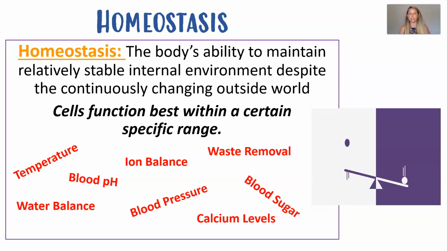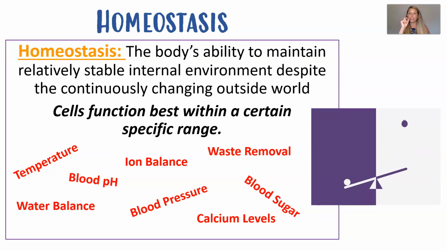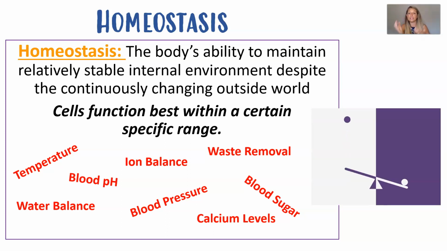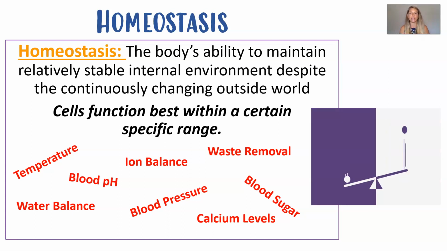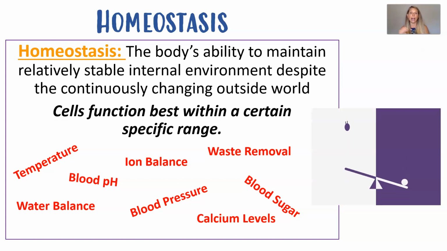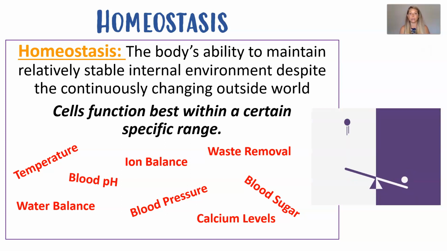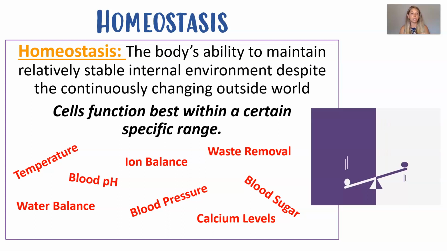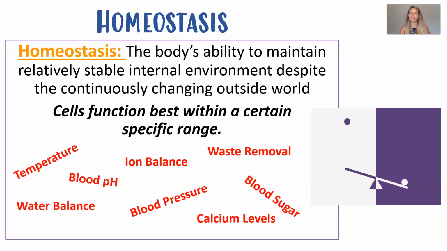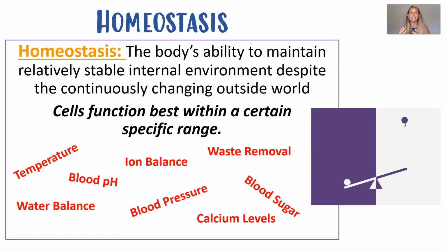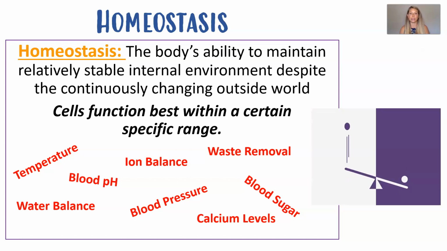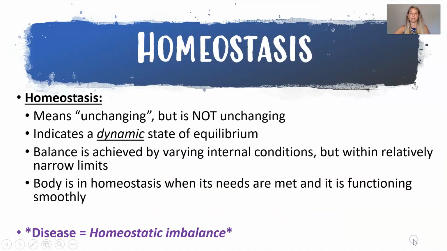The body needs to be able to do this because cells actually function best within a very specific, very small range. So the seesaw image here is kind of what your body is doing in order to maintain homeostasis. It's this delicate balance of making sure cells don't go out of their normal, typical range. Things that need to stay within homeostasis include the body's temperature, blood pH, water balance, ion balance, blood pressure, removal of waste, blood sugar, calcium levels, and so many more things that need to remain relatively stable in order for your body to function at its peak.